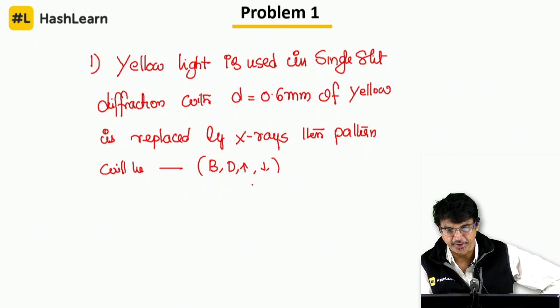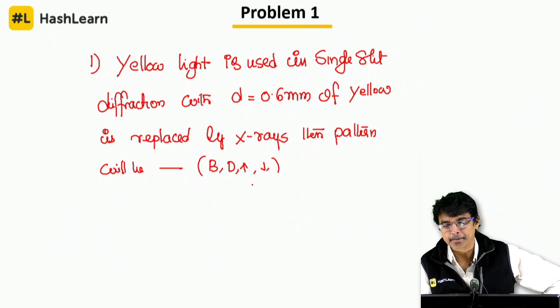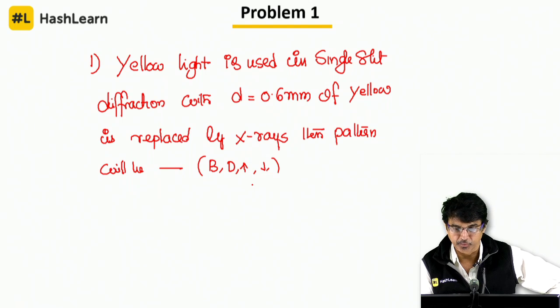Your time has started. Once again, I am reading the problem. Yellow light is used in single slit diffraction with small d equal to 0.6 mm. If yellow is replaced by X-rays, then the pattern will be. What is your observation regarding the pattern? Your time starts.